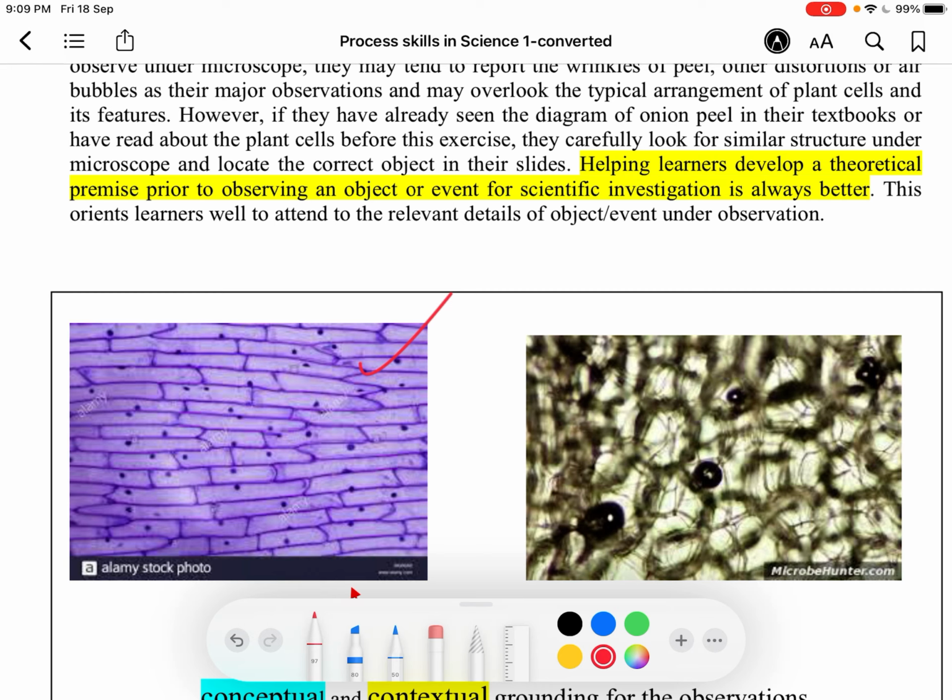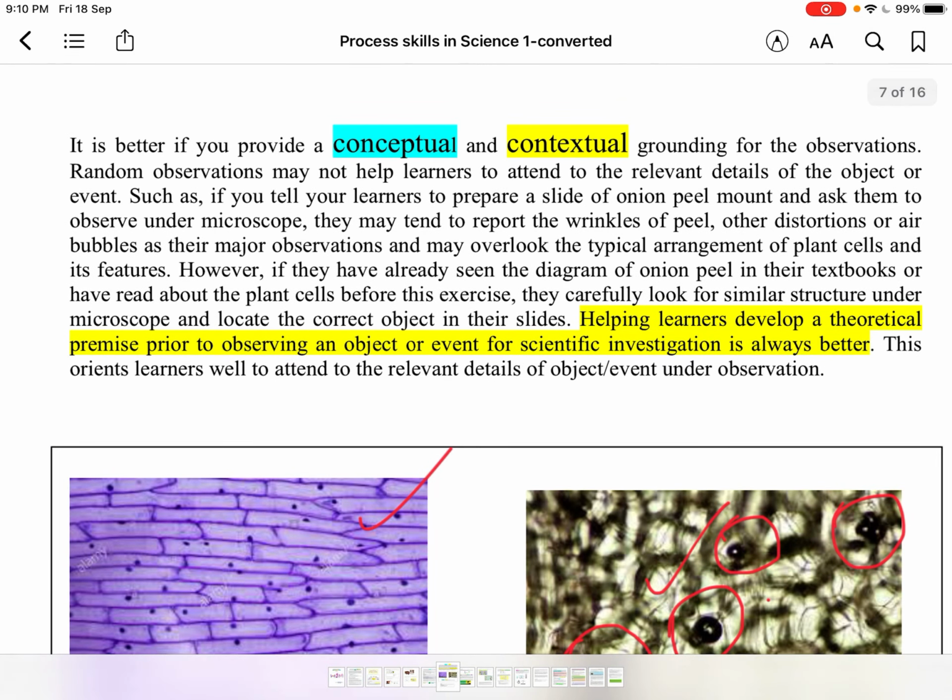But if you haven't made their concept clear, if it has not been taught, and the microscopic work is given to them directly, they will find this type of slide there, and they might get confused that they are all wrinkled structures, and they will find air bubbles also. Which one is the real cell? And they are in confusion. That type of observation may not be a healthy observation. That's why observation has to be made conceptual and contextual.